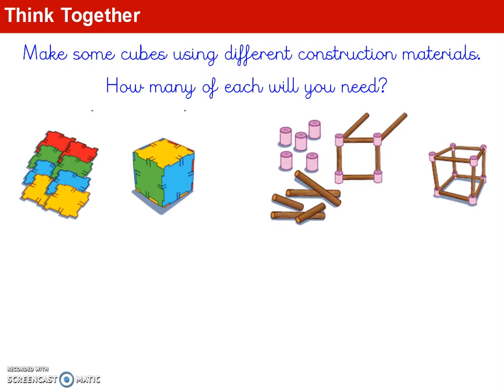So for example, if we looked at our first image where we're seeing that we have the interlinking squares, how many of those do you think are needed to make a cube, thinking about the idea of faces? How many sticks do you need to make the edges of a cube? And then finally, how many marshmallows would you need in order to make the corners?